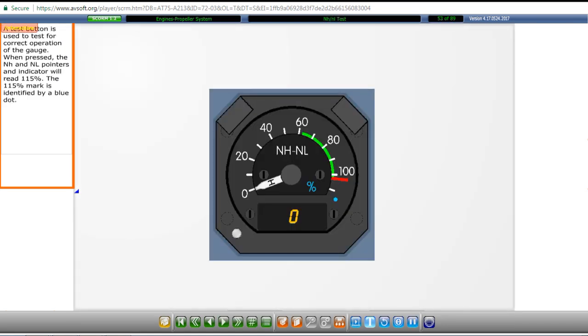A test button is used to test for correct operation of the gauge. When pressed, the NH and NL pointers and indicator will read 115%. The 115% mark is identified by a blue dot.